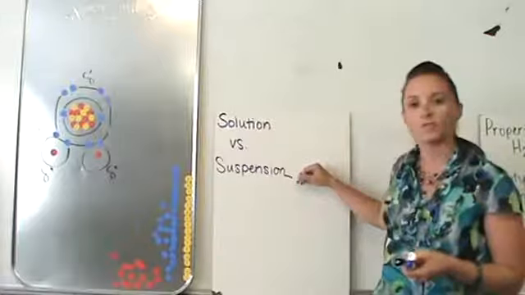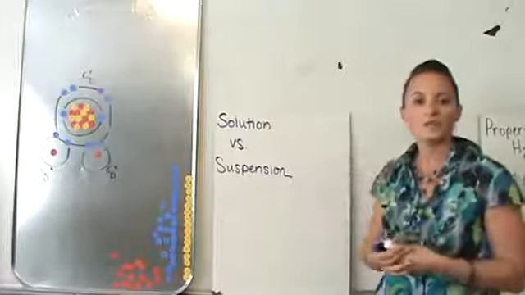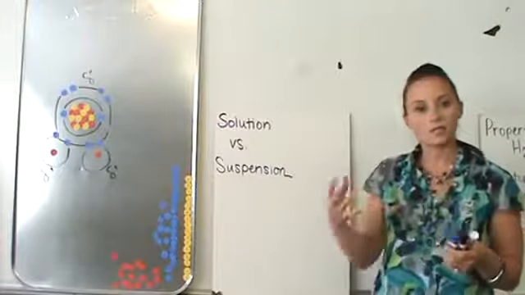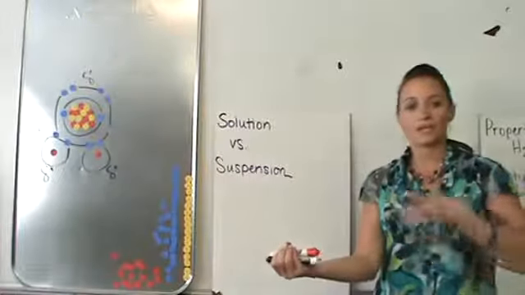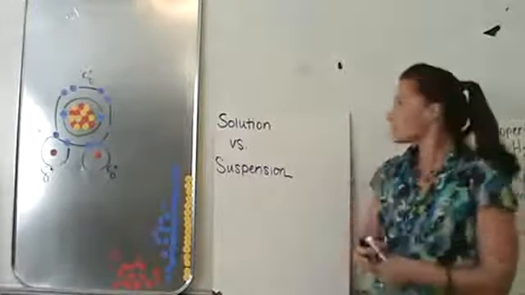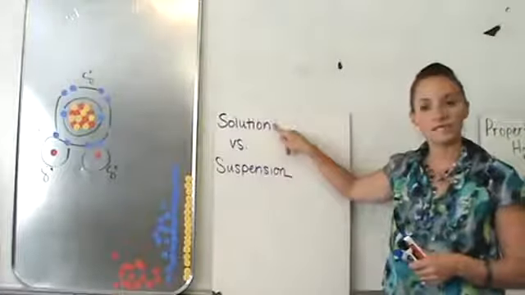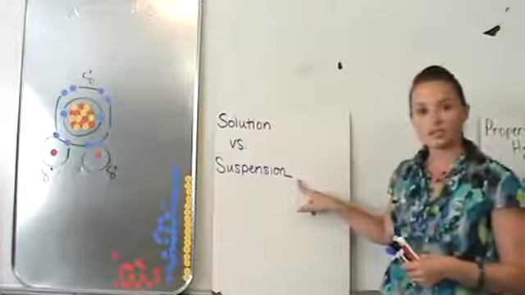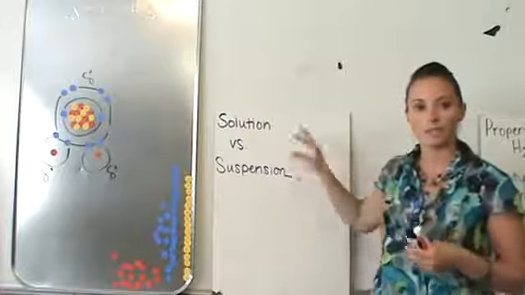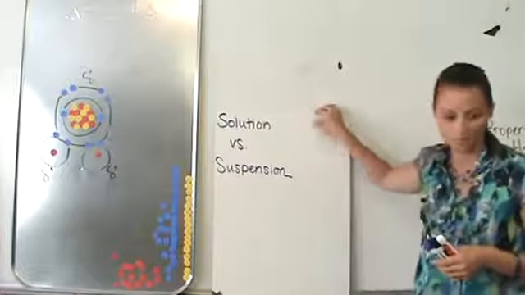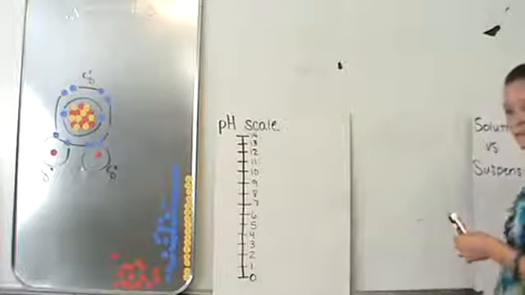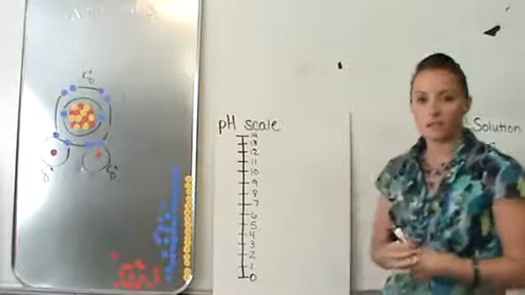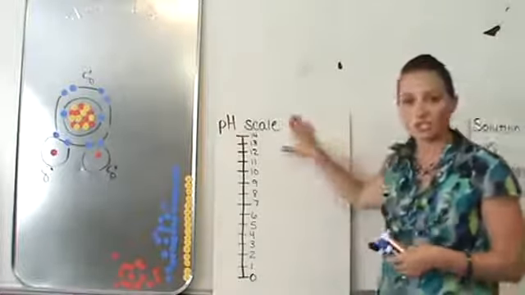However, a suspension would be like if I took little pieces of sand and mixed it in with the water, they're not actually going to mix together. You're still going to end up with sand and water particles. So a solution is where they completely mix together, and a suspension is where they are separated, and you can separate them very easily.